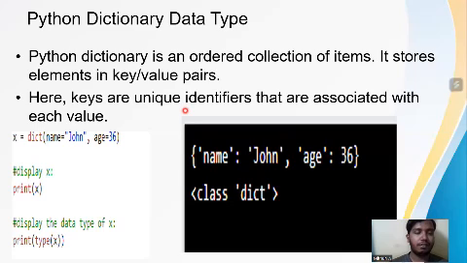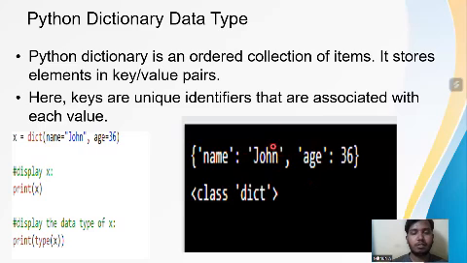Next we have the Python dictionary. It is an ordered collection of items, and it stores the elements as key-value pairs. Here name and age are the keys, whereas John and 36 are the values. Each key is assigned a value. Keys are unique identifiers that are associated with each value. Here we have name, and next we have age.